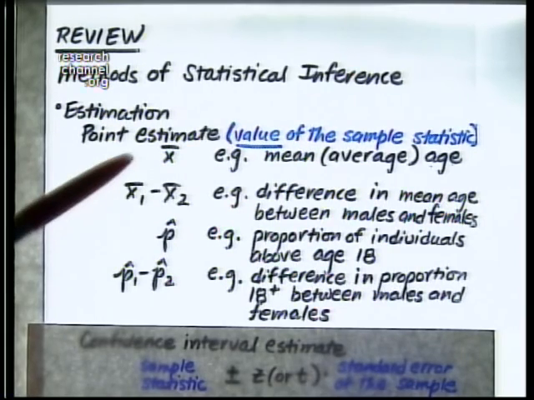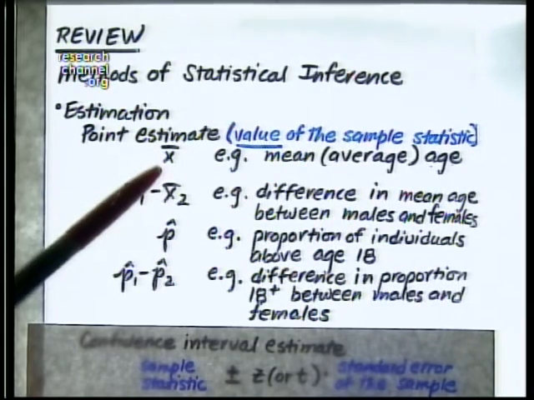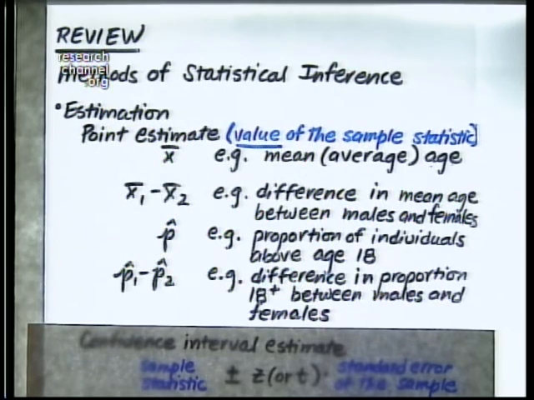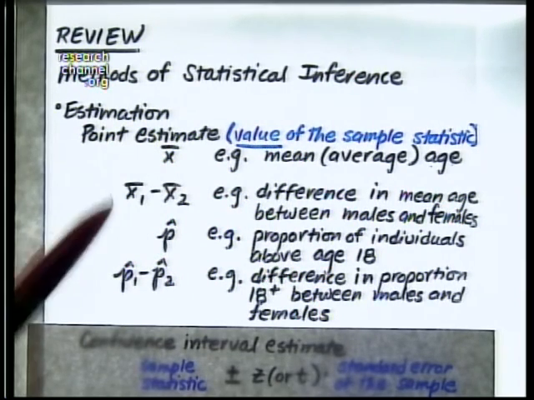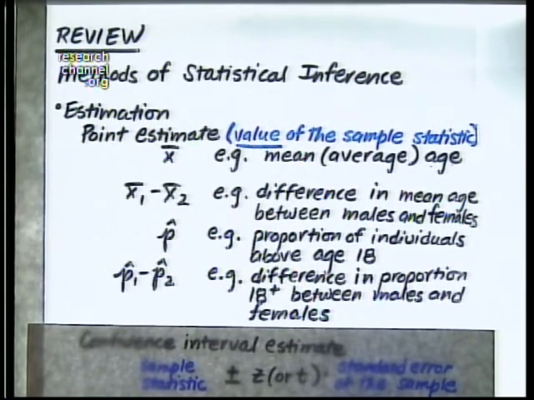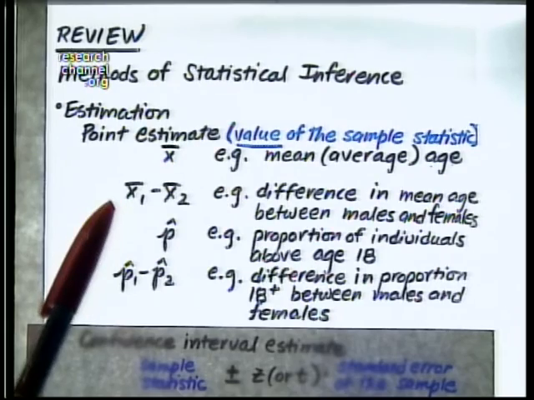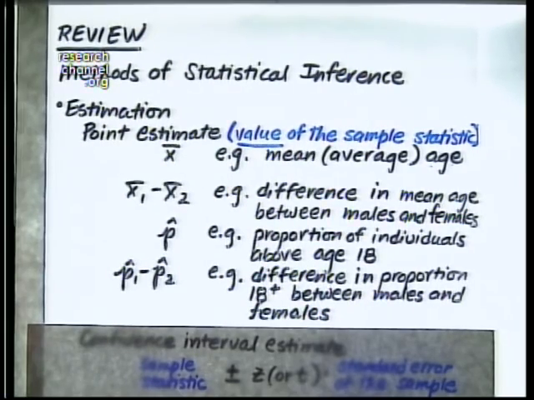Some common examples of this are that X bar, known as the sample mean, is the mean or average, for instance, age in our data set. If we had two groups and we were interested in the difference in mean age between two groups, say males and females, the sample statistic of interest is the difference in sample means, X1 bar minus X2 bar.